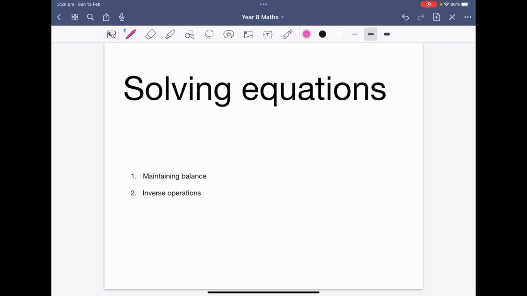Welcome to Online Math. I'm your online math tutor, and today we'll be working on solving equations. For you to solve an equation, we first need to understand what maintaining balance means. We also need to know the inverse operations.